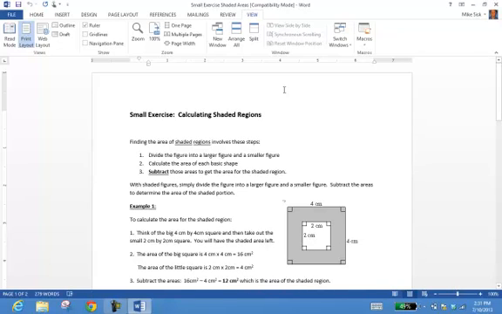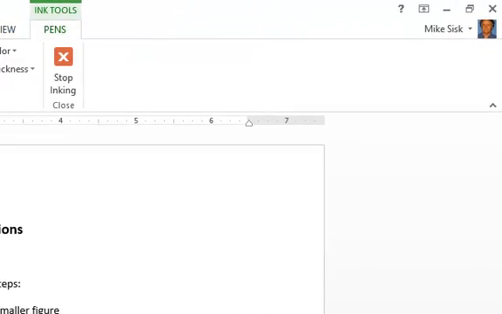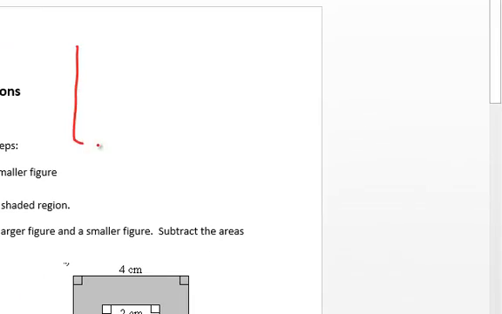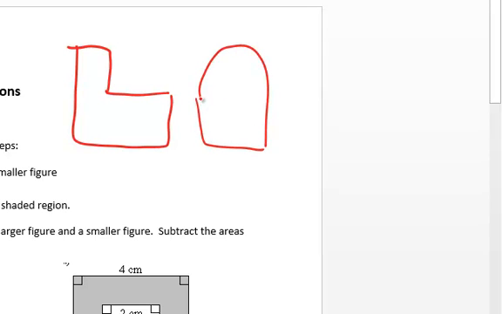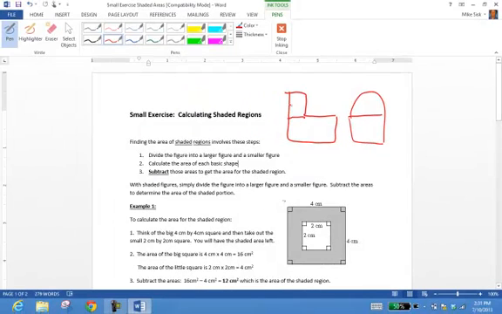Welcome to this video where the small exercise involves calculating shaded regions. In the previous video on doing areas, and again you may need to refer to the other sheet that has the area formulas there, we were looking at items such as this one where I had a figure such as that one, or such as this one where I might divide the figure into two smaller figures and calculate the area of each one. We refer to that as composite areas.